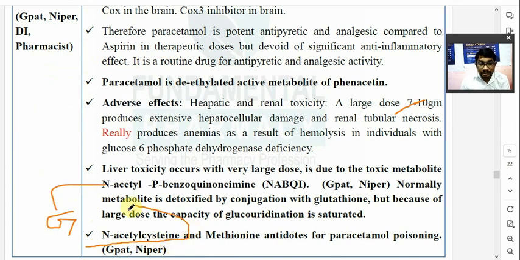N-acetylcysteine is a specific antidote for paracetamol poisoning. If it is not there, then methionine is the second antidote. Methionine is another second antidote.